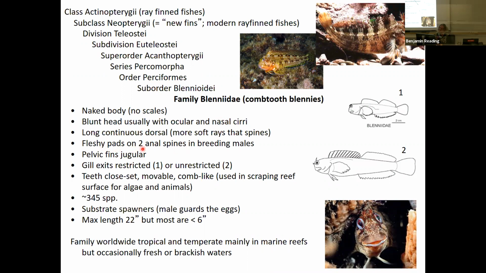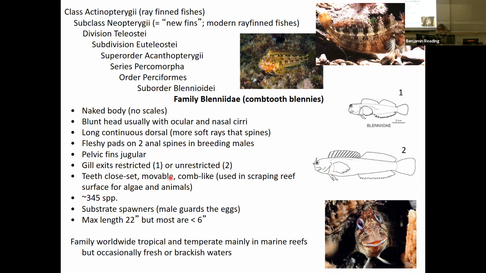There are fleshy pads on 2 of the anal spines that are present in males, which are breeding. The pelvic fins are jugular. They're located right here on the throat. Also, you can sort of see right here the jugular pelvic fins. So in some cases, anterior to the pectoral fins. Gill exits are restricted, so they have this very relatively small operculum. In some cases, it's just a little excurrent siphon. And that's one of the key features there.